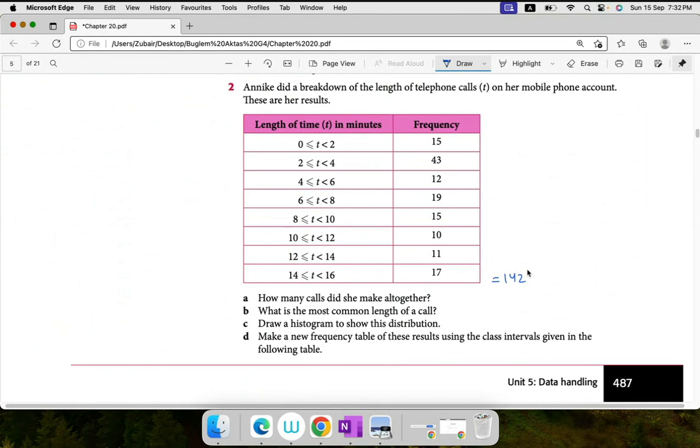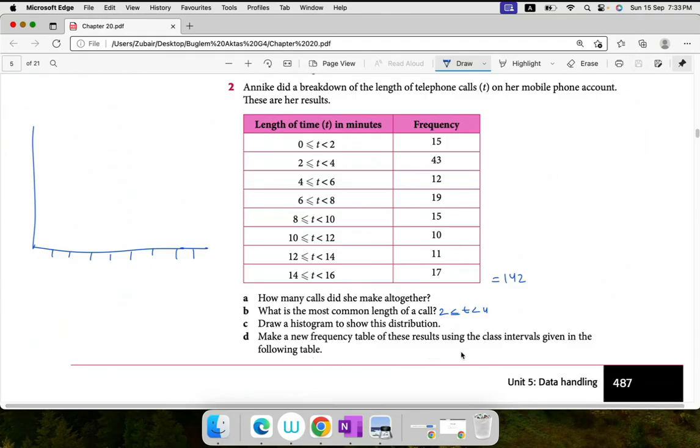What is the most common length of the call? It's 2 to 4 minutes. 2 less than or equal to t, less than 4. Draw a histogram to show the distribution. So same thing goes over. This is 1, 2, 3, 4, 5, 6, 7, 8 classes. And then again, frequency on the y-axis, and we draw that.